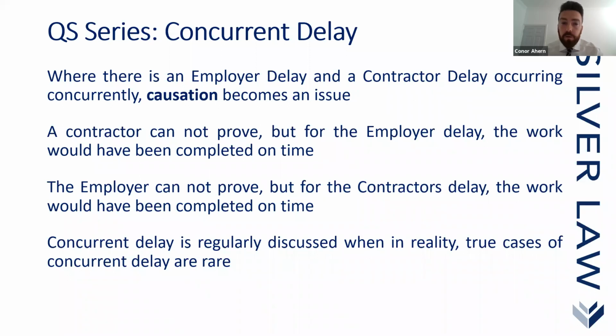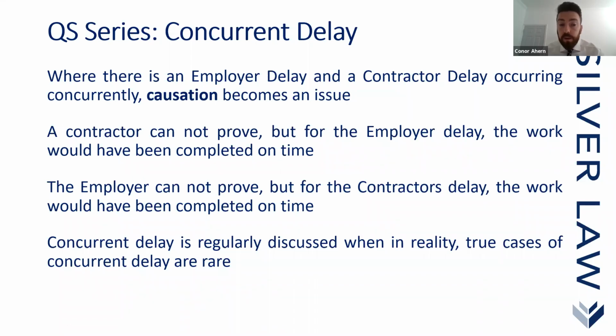You can see where the contractor makes the case. He says, but for your delay, I would have completed the project in line with the contract completion date. And the employer also has the same argument, but they cannot prove it. And basically, what they're looking to show is that on the balance of probabilities, that position is correct.